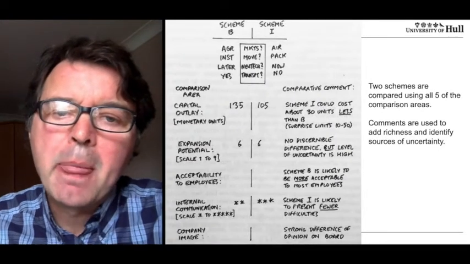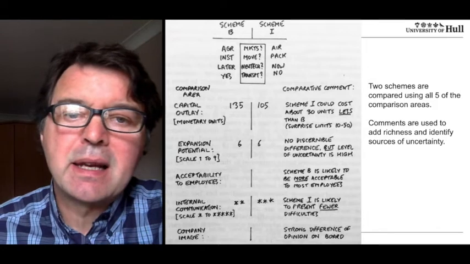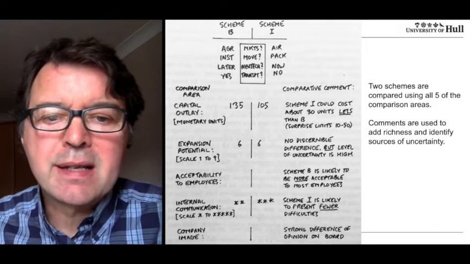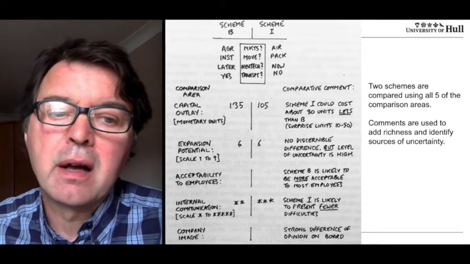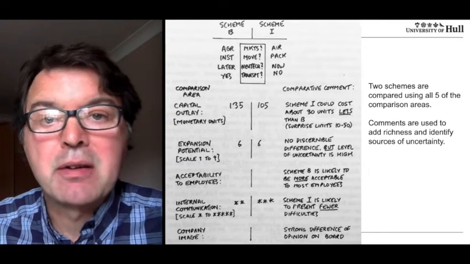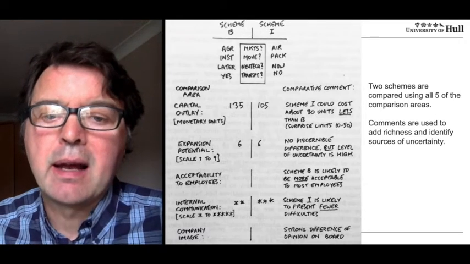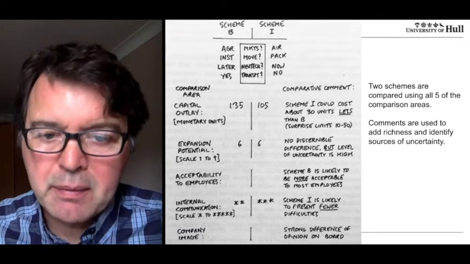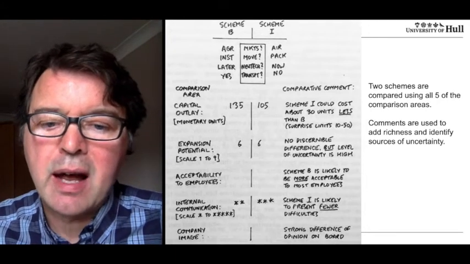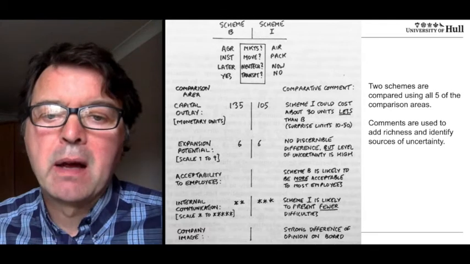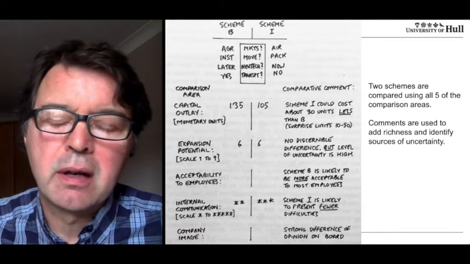If we think about comparing scheme B against scheme I, we're going to systematically do that against all of the 5 comparison areas that we identified: capital outlay, expansion potential, acceptability to employees, internal communication, and company image. So capital outlay, it's a straight quantitative evaluation.